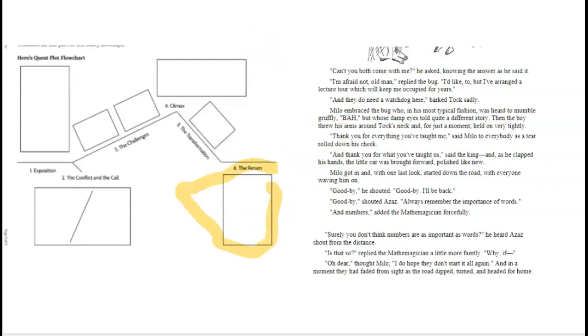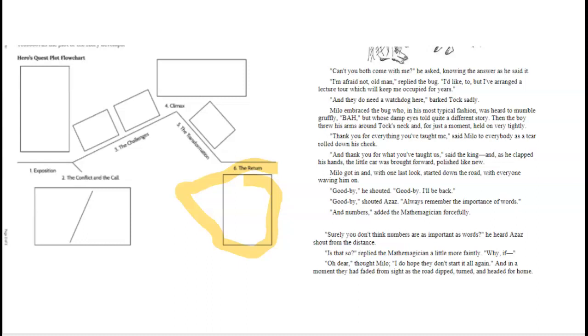Remember, that is a rough highlighter. Remember that the return is when the main character heads back home. So let's think about what we know about this section of the text. Milo says, "Can't you both come with me?" he asked, knowing the answer as he said it. "I'm afraid not, old man," replied the bug. "I'd like to, but I've arranged a lecture tour which will keep me occupied for years."